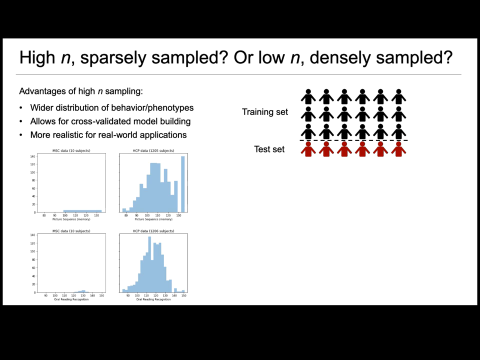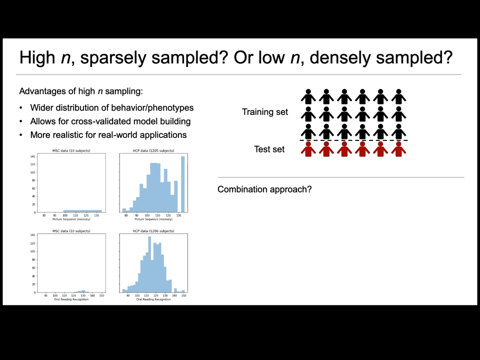And it's potentially more realistic for real-world applications. It would be hard to imagine a scenario where we needed to sample someone for 18 months, really densely, in order to compute some sort of clinical biomarker on them. Maybe, but in reality, we're probably going to have to get to a place where we can get sufficient information out of, let's say, an hour's worth of scanning.